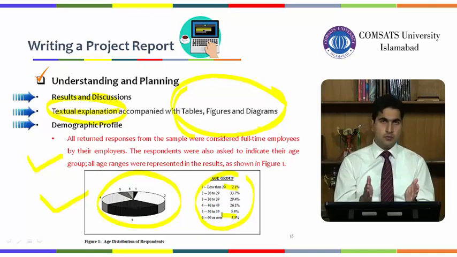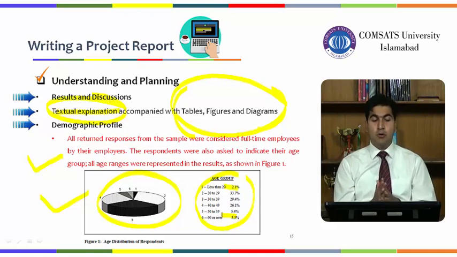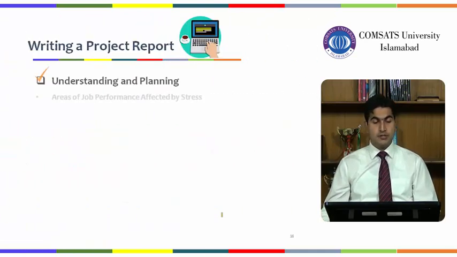And for the convenience of the journal, you write it. All returned responses from the sample were from full-time employees. The respondents were also asked to indicate their age, and these ages have been provided. And its textual explanation also comes afterwards, right after the graph.